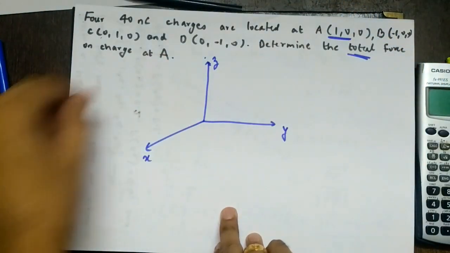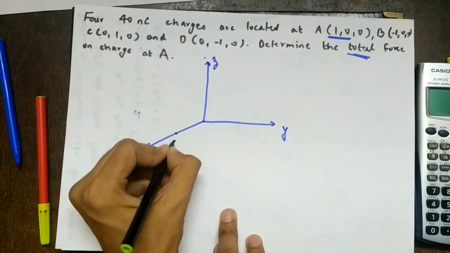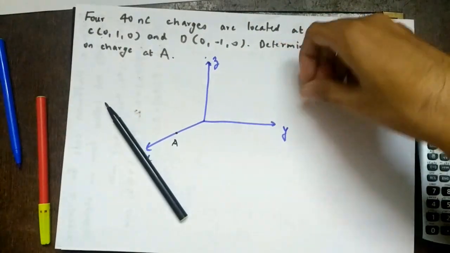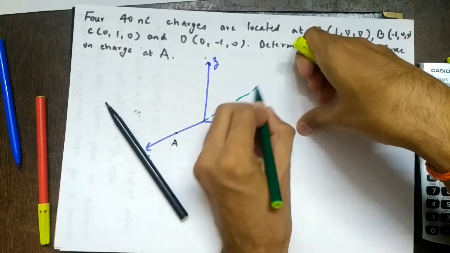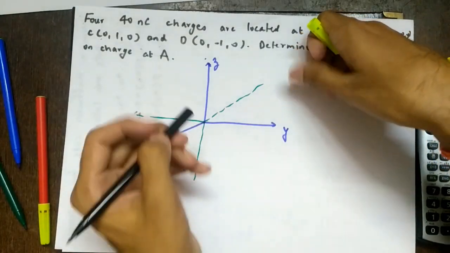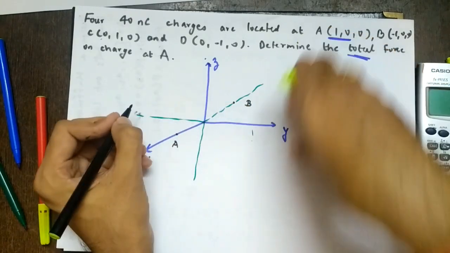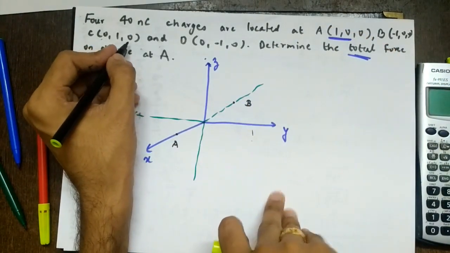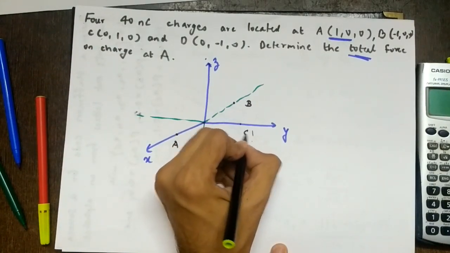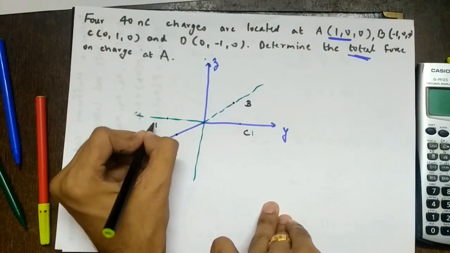Right? So I want to now plot A. A is what? 1, 0, 0. So X coordinate is 1. So this is my A, for example. Then B is minus 1, 0, 0. So I have to extend this line. So I'll use a green plane for that. B is somewhere here. Then C is what? 0, 1, 0. Means Y coordinate is 1. So C will be somewhere here. And D is 0, minus 1, 0. So D will be somewhere here.